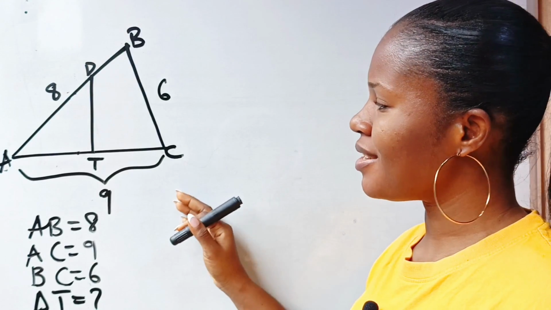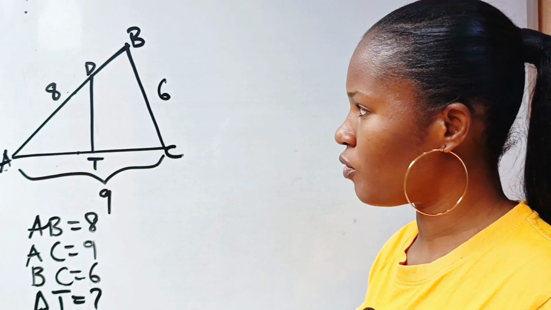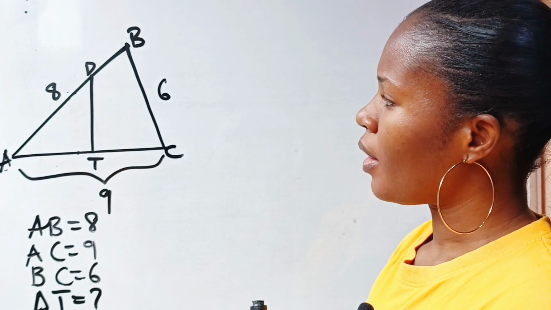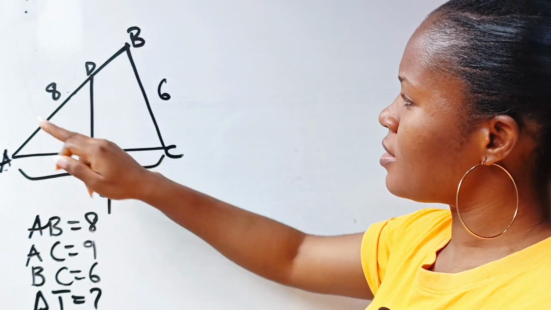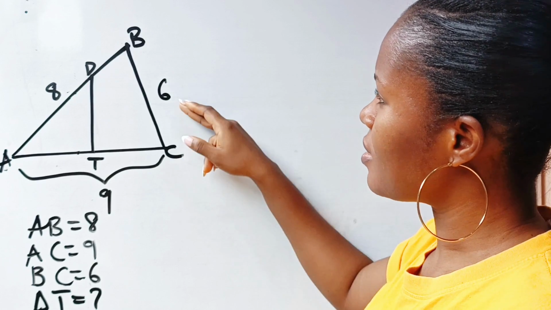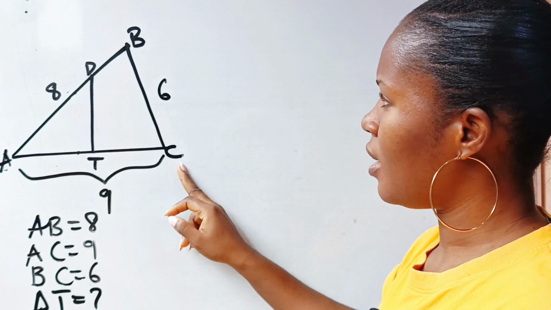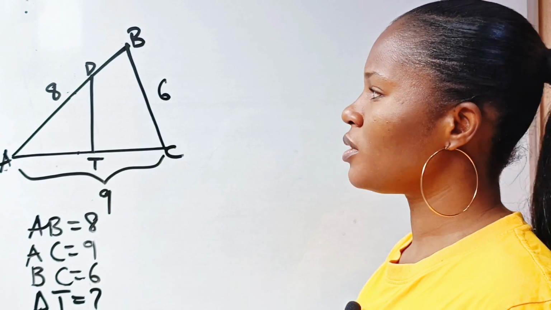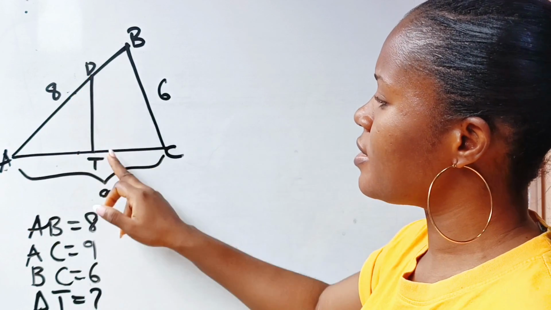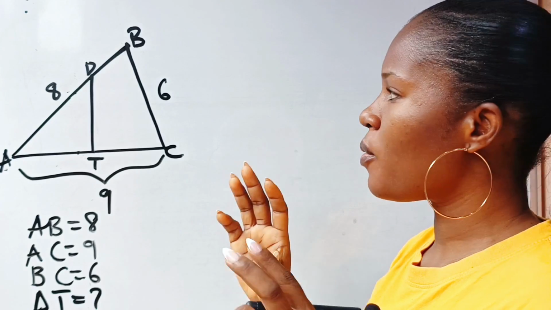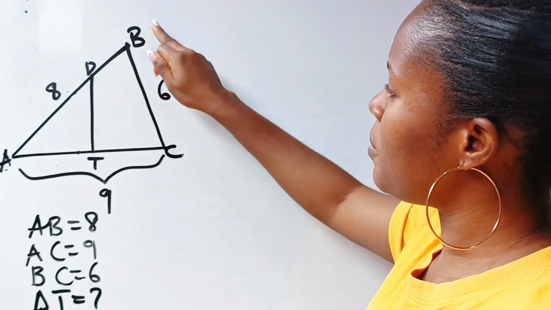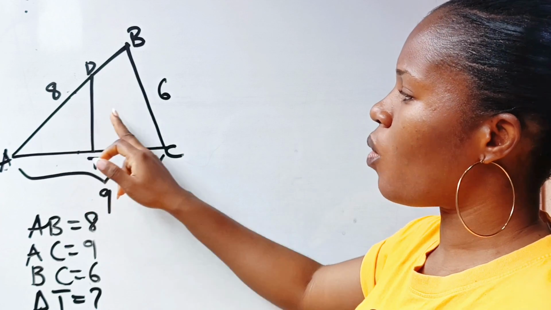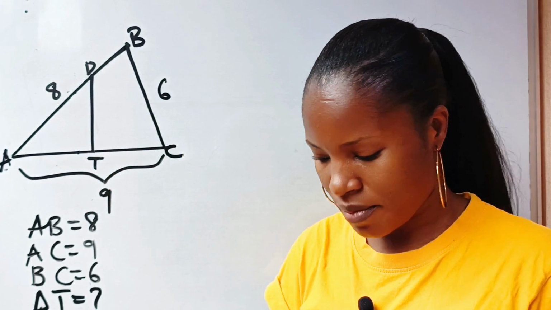This is an interesting trigonometry question to solve. We are asked to find the value of DT if AB is 8, BC is 6, AC is 9. We are told another important piece of information: the area of triangle ADT is equal to the area of the quadrilateral DBTC. So the area of this region is equal to the area of this region. Let's have that in mind.